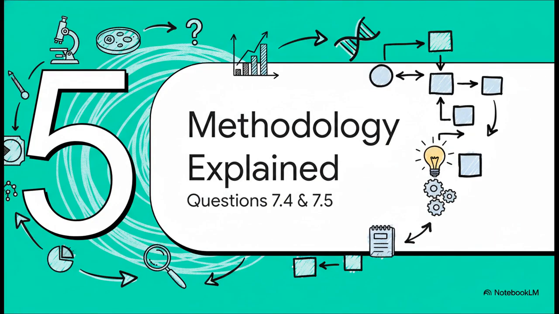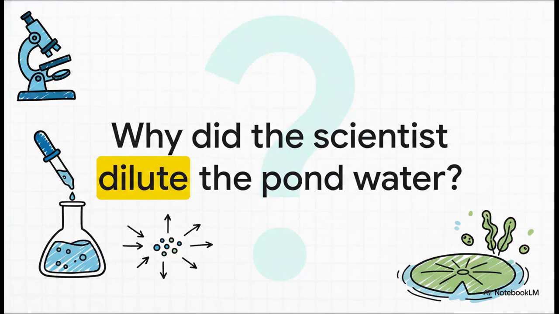All right, we've done the counting, we've done the math, but we're not quite finished. The last 2 questions test something a bit different, our understanding of why the experiment was done this way. It's time to put on our critical thinking hats. Question 7.4 asks us for the scientific reason behind one of the key steps.